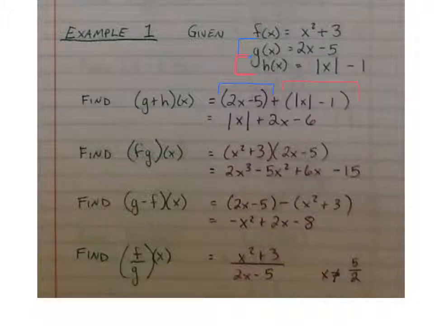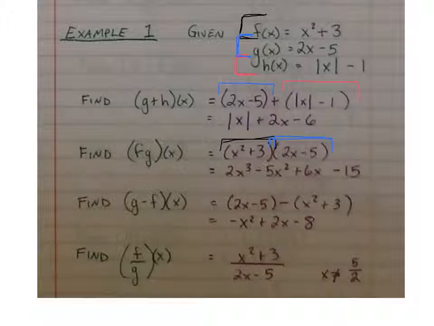Or perhaps we want to do f times g of x. So f of x is this one, so we write f of x times our g of x, which was the second one. And we will use the distribution method: x squared times 2x is 2x to the third. x squared times negative 5 is negative 5x squared. 3 times 2x is positive 6x, and 3 times negative 5 is negative 15. And if we had any like terms, we would combine them.